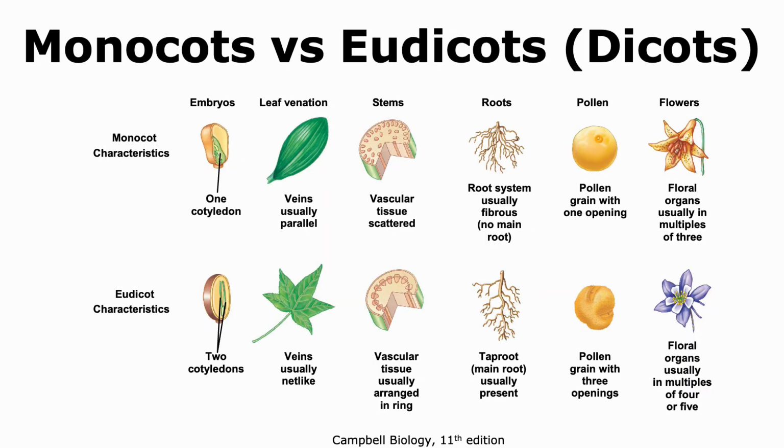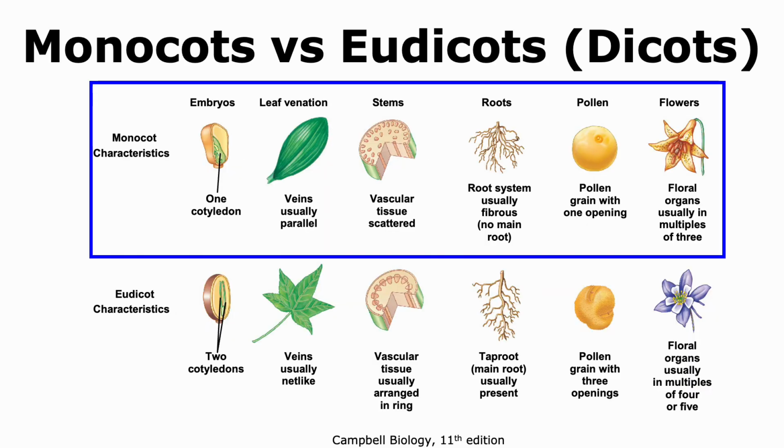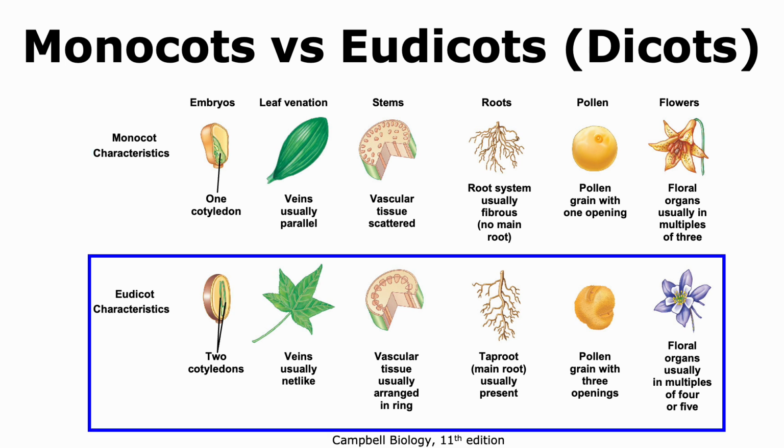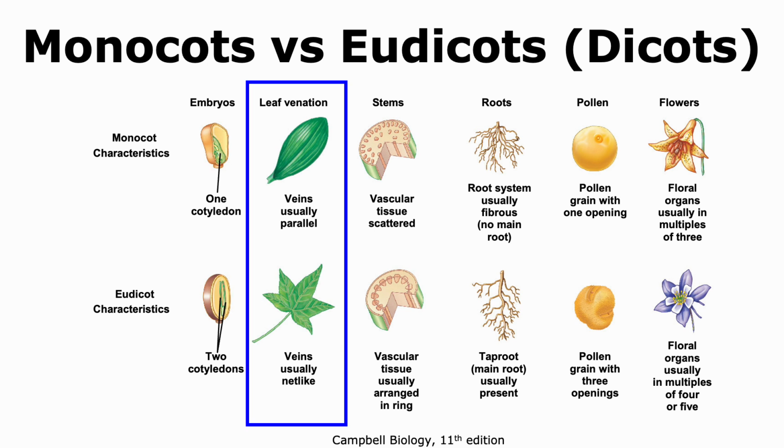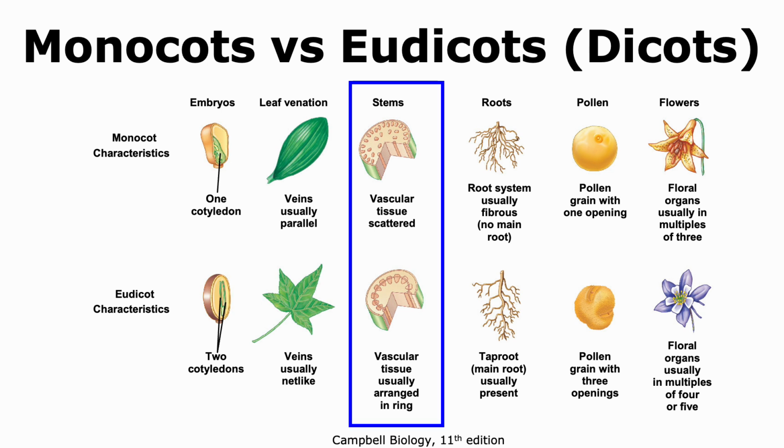There are two main types of angiosperms, the monocots and the eudicots, which are also called dicots. Some differences between the two include the presence of one cotyledon in monocots, while dicots have two cotyledons. The cotyledons provide nourishment to the sapling once the seed germinates. The leaves of monocots show parallel veins, while the leaves of eudicots have veins that show a net-like or branching appearance. The vascular tissue in the stems of monocots is scattered throughout, while in eudicots it is arranged in a ring.